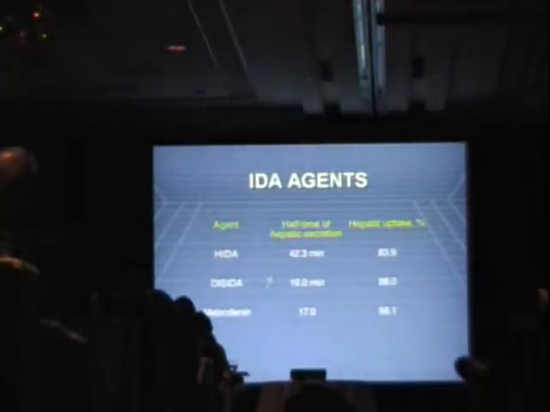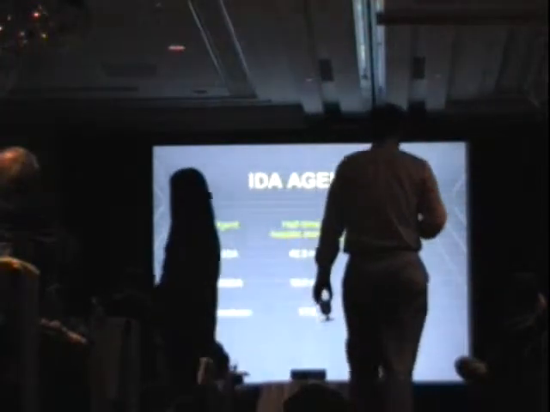This just compares the different agents, and it shows mebrofenin had a half-time of hepatic excretion that is very, very rapid, and hepatic uptake is very high. But all these agents are still pretty good. Disofenin is a cheaper agent, and it's still used quite widely in a lot of institutions.